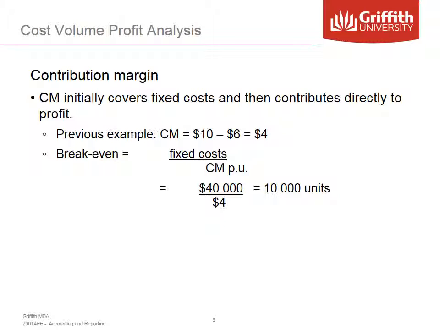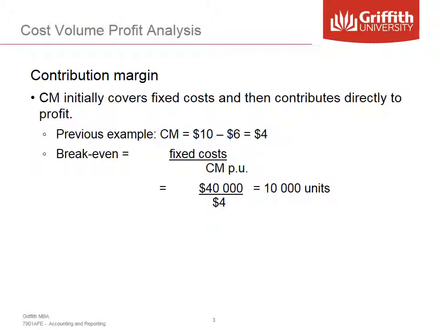Okay, so again, the logic of what's going on here, the contribution margin's job is first of all to cover the fixed costs, which it would do in order to break even, and then beyond covering the fixed costs, it will give us a profit. Okay, so we can put it into that little formula to calculate the break-even point in units. Fixed costs in the numerator divided by the contribution margin per unit. So we get $40,000 divided by $4 equals 10,000 units.